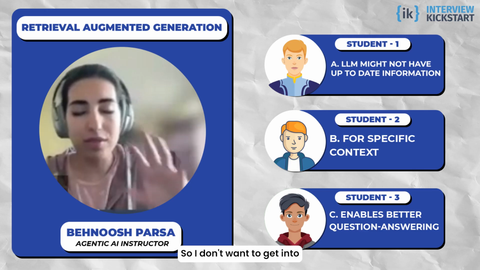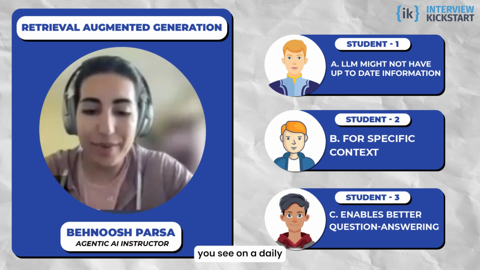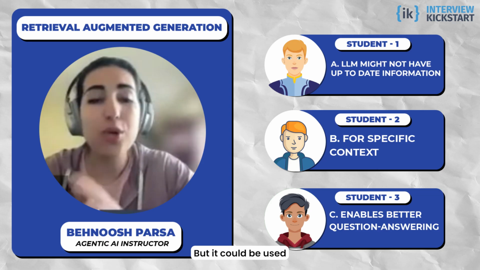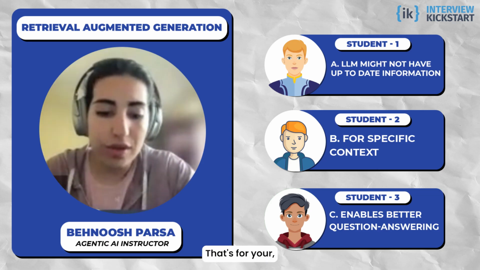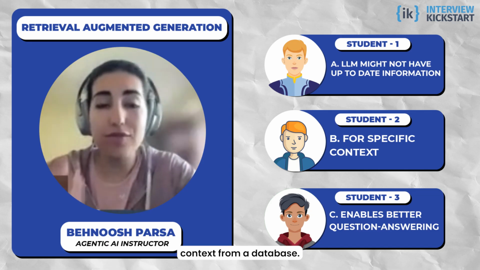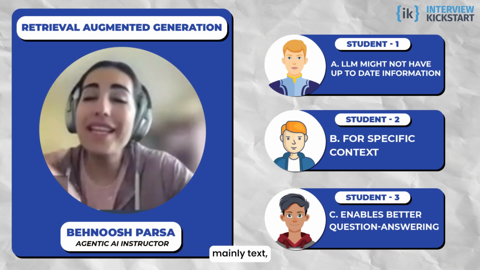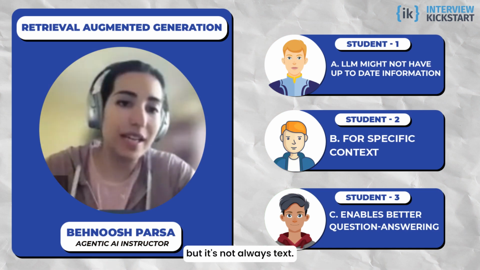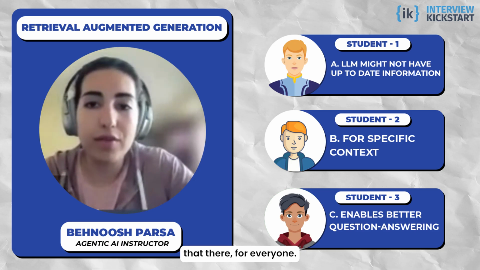I don't want to get into that in depth. The main use case you see on a daily basis is chatbots, but it could be used for other purposes. Anytime that, for your application, you need to bring context from a database, you can use RAG. Mainly text, but it's not always text. It could be any modality. Just wanted to add that for everyone.